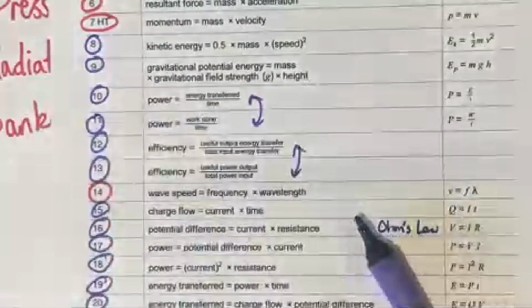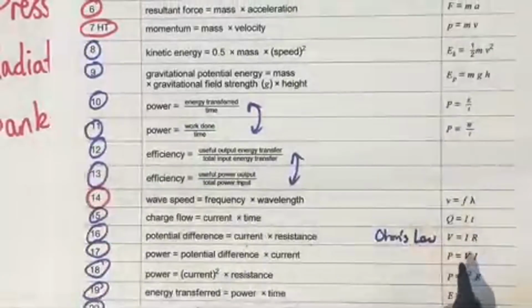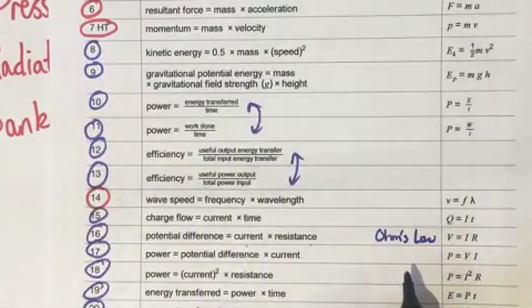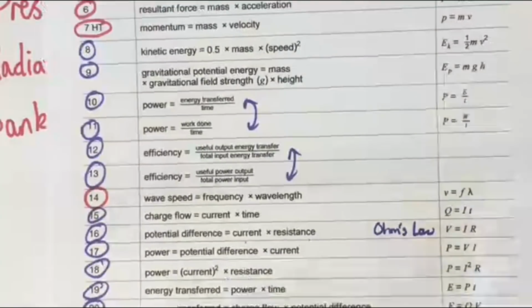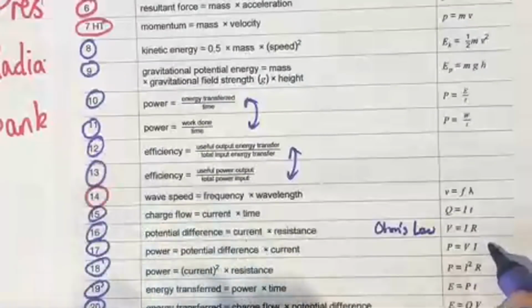In terms of Ohm's law, that's when we go through potential difference graphs. We'll talk about that. Power equals potential difference times current. They're just different variations of it.